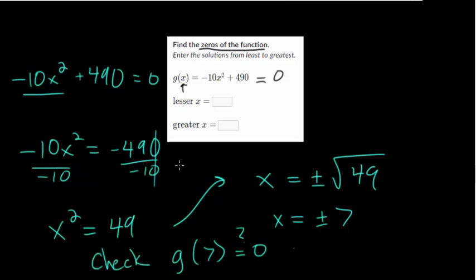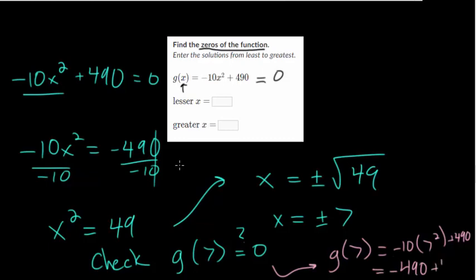And when we do plug that in, so let me just rewrite it, g of 7, you get minus 10 times 7 squared. And we're going to add 490 to that. But 7 squared is 49, and minus 10 times 49 would be minus 490. So minus 490 plus 490 is 0.